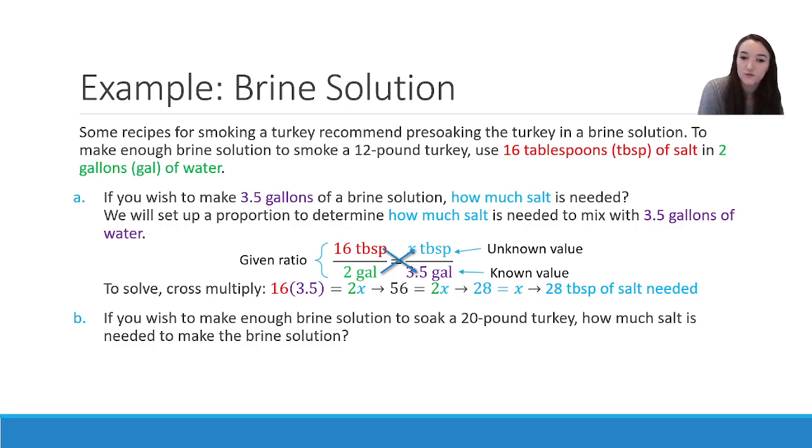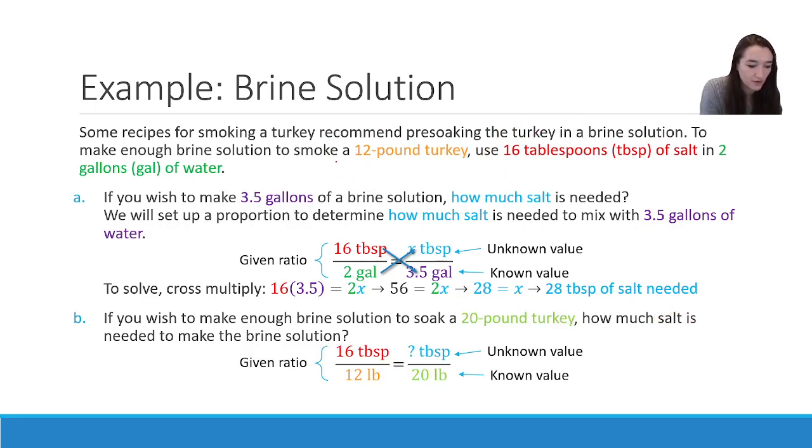Now if we wish to make enough brine solution to soak a 20-pound turkey, how much salt is needed? In the original, we had a 12-pound turkey, and we used 16 tablespoons of salt and 2 gallons of water. But here, we're looking at how much salt. We don't care about the water, just how much salt will be needed for a 20-pound turkey. So 16 tablespoons of salt versus 12 pounds, that's the given information. Then question mark tablespoons of salt per 20 pounds.